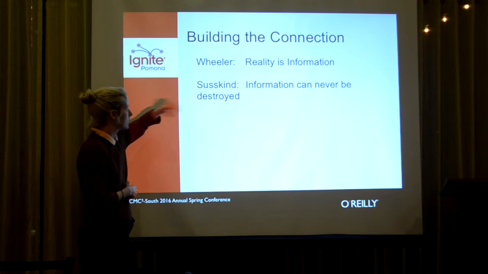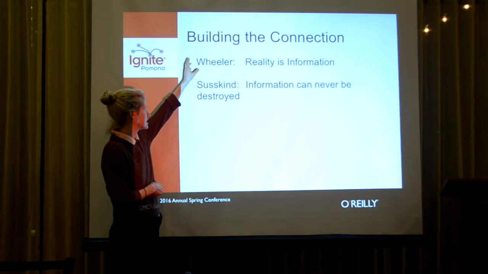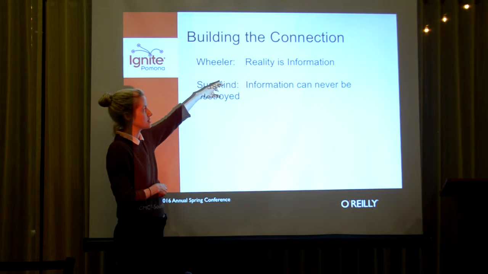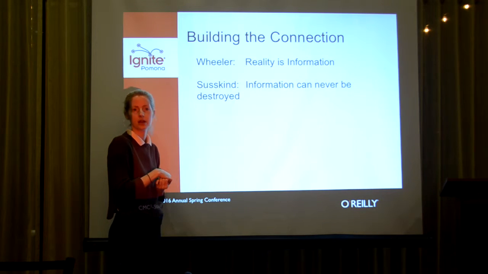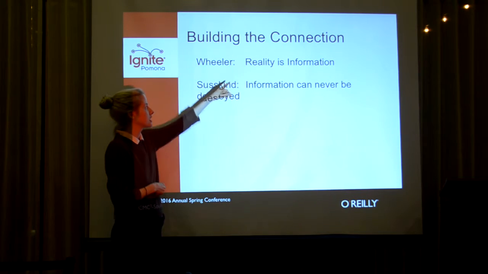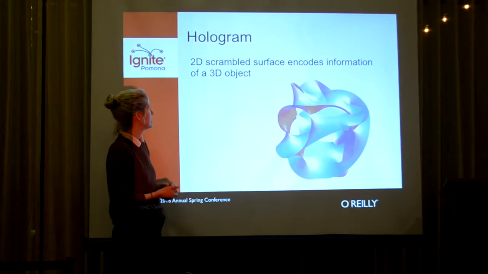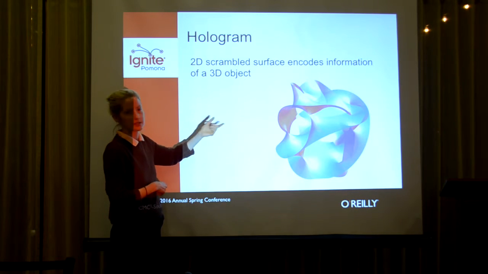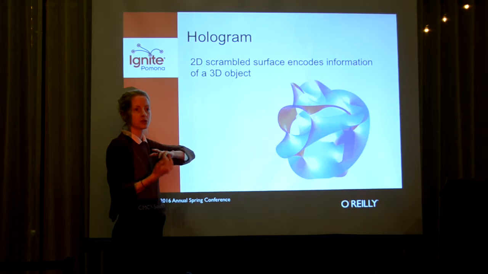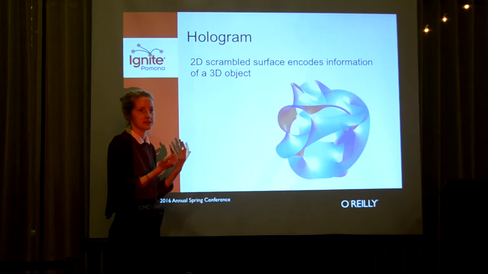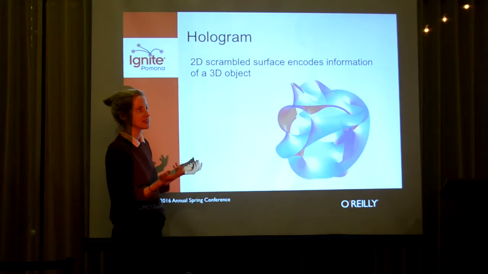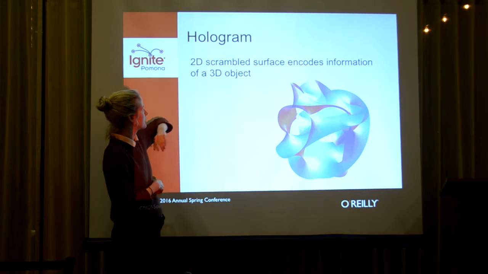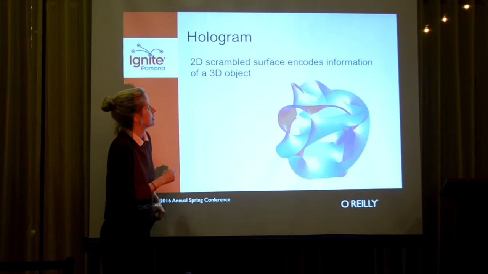So Wheeler, Archibald Wheeler, I forgot what year, maybe the 60s, said reality was information. He first said reality was geometry, but we find that reality is information, as in quantum information. And then Susskind said that information is indestructible, so it can never be destroyed. That awful photo of you can never be deleted, you know? Everything is in zeros and ones. So why are we talking about holograms? A hologram is a 2D scrambled surface that encodes information in a 3D object.